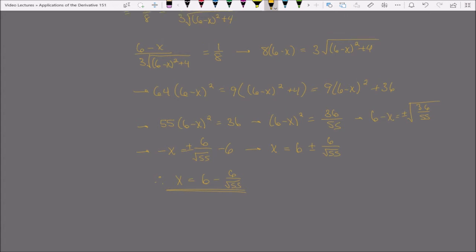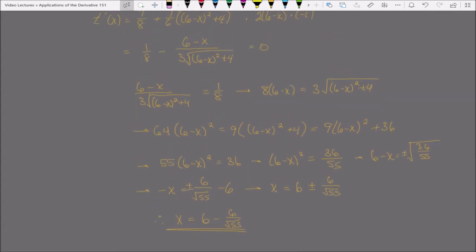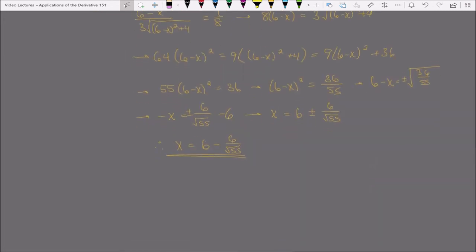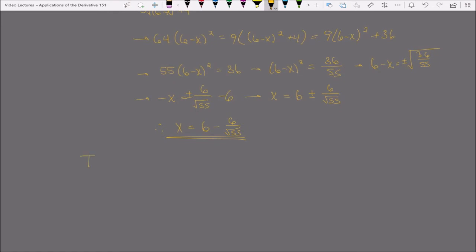Now, to verify that this is a min, you would use the second derivative test. This will be left to the viewer to verify that that does indeed give a minimum. And so what we say is the visitor should run 6 minus 6 over the square root of 55 miles before swimming. This will minimize the time.